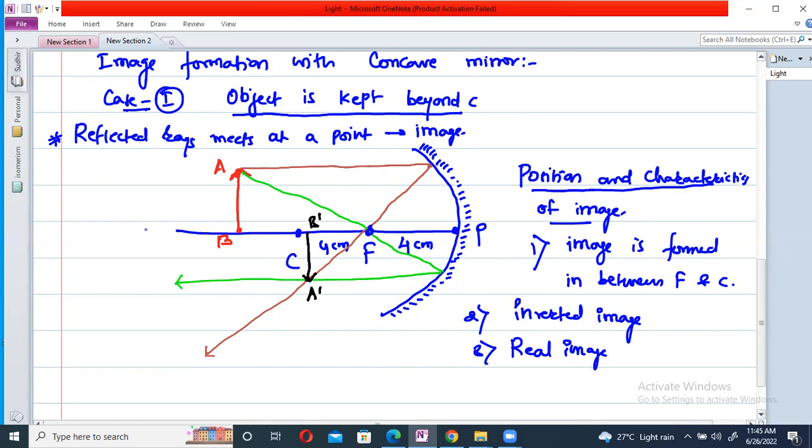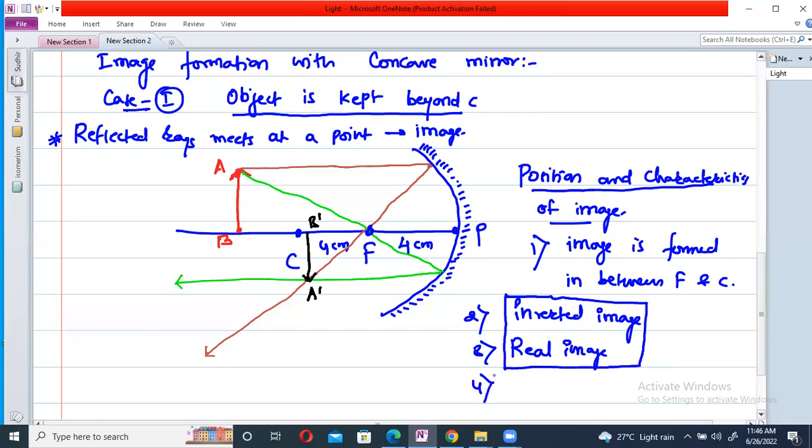What is my real image? If the reflected rays actually meet, then it forms the real image. This one brown color reflected ray will be coming here, and a green color reflected ray is coming here, and they are actually meeting. So remember, inverted images are always real images.